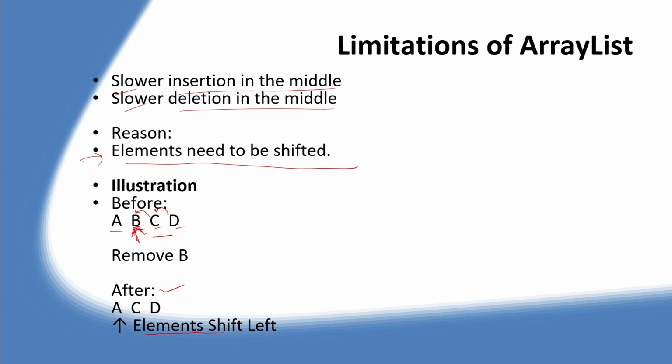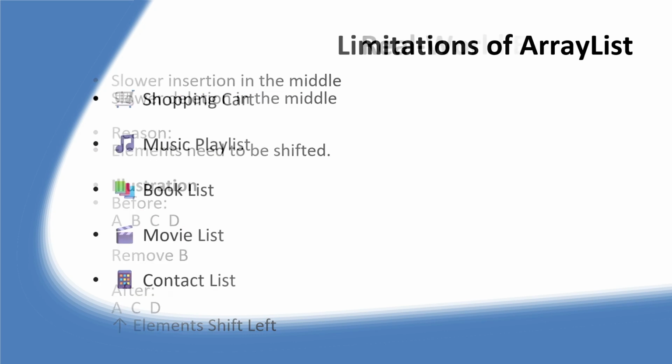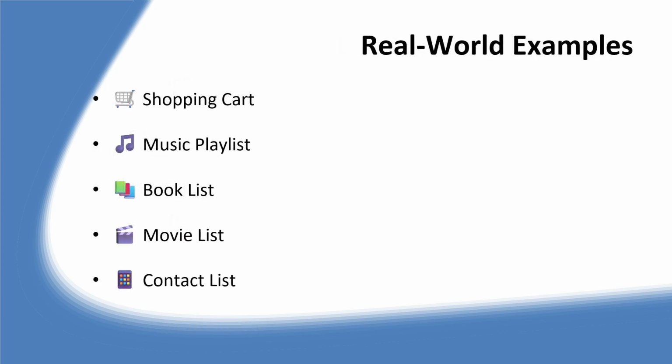So this is one of the limitations. ArrayList is commonly used in real-world applications such as shopping cart, music playlist, book collections, movie list, and contact list. These scenarios require ordered data with frequent access using indexes. The reason for fast access is indexing.